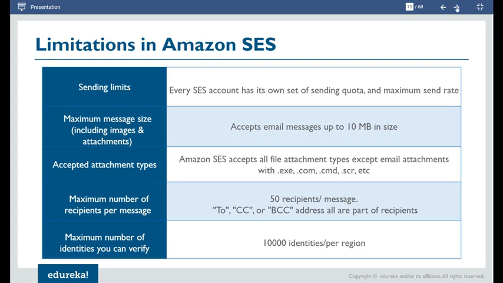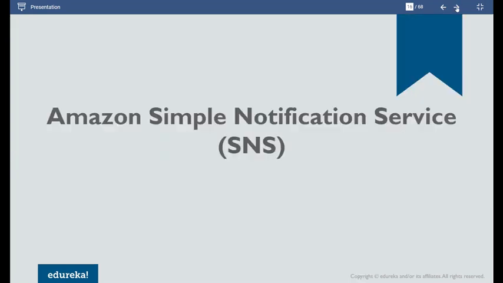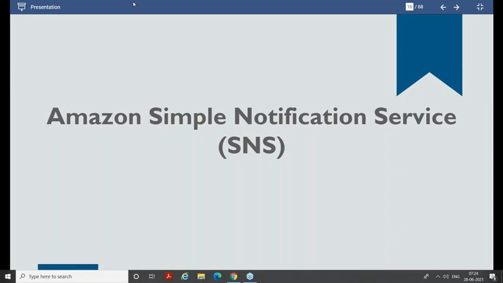Cool. So now moving on to the next part of discussion, which is your SNS. SNS is nothing but your Simple Notification Service from AWS. It works on the PubSub method. Now, what is your PubSub method? I'll explain in very simple terms. PubSub method is nothing but your publisher subscriber mechanism.